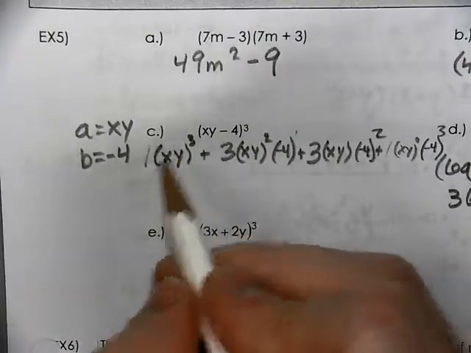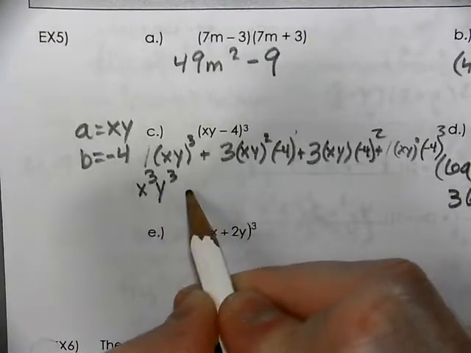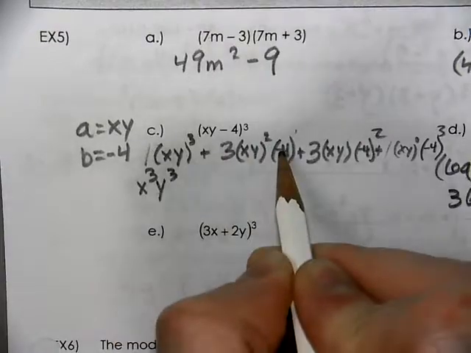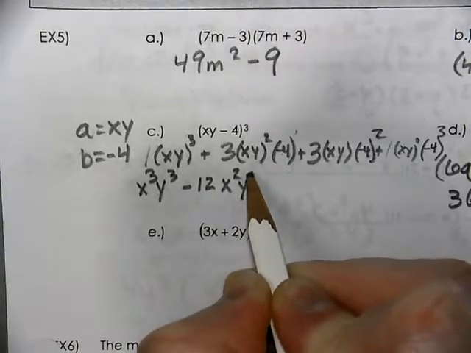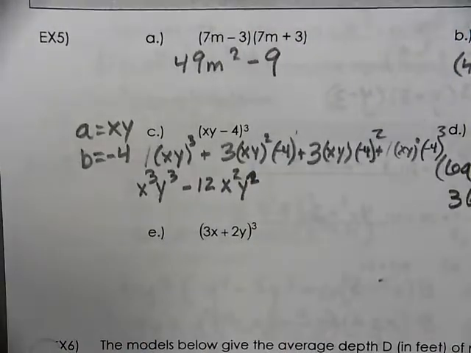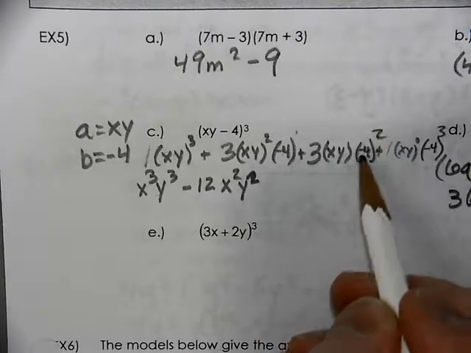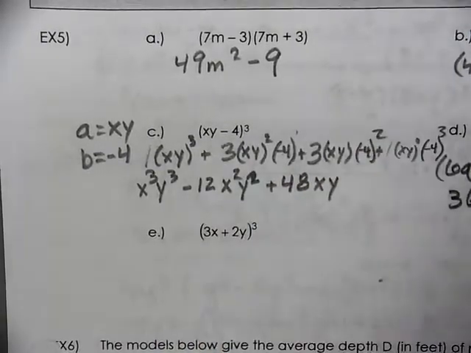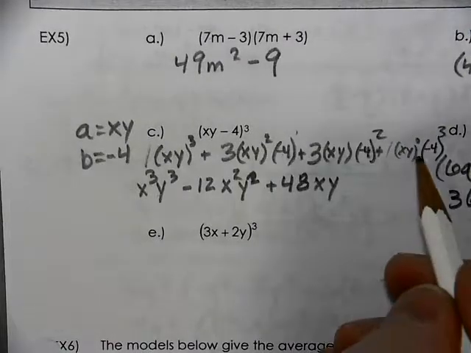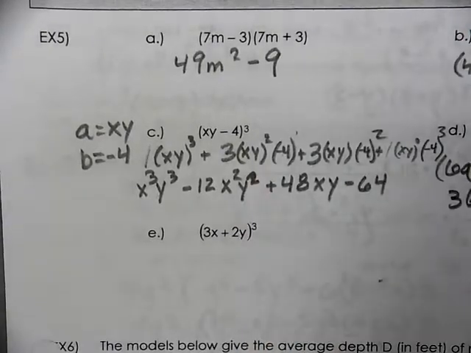So let's simplify this. We're going to get x cubed y cubed. Positive 3 and a negative 4 gives you a negative 12 x squared y squared. This gives us 16. Negative 4 squared is 16. 16 times 3 is 48, a positive 48 xy. And then negative 4 cubed is our negative 64. A negative times a negative times a negative is clearly a negative.